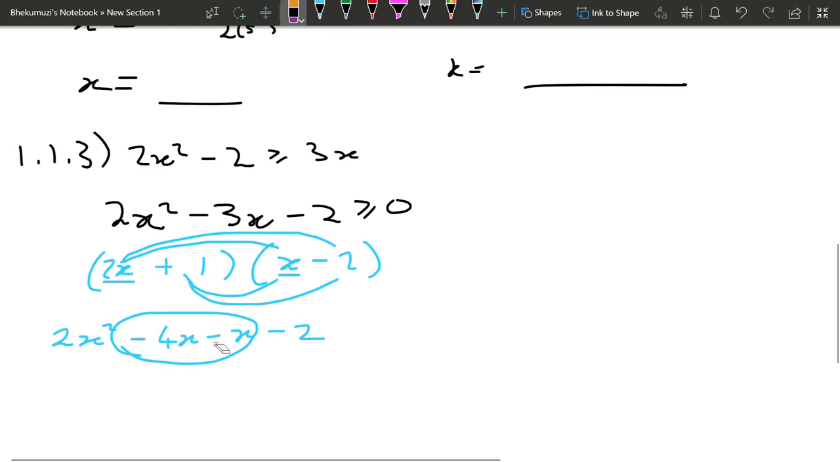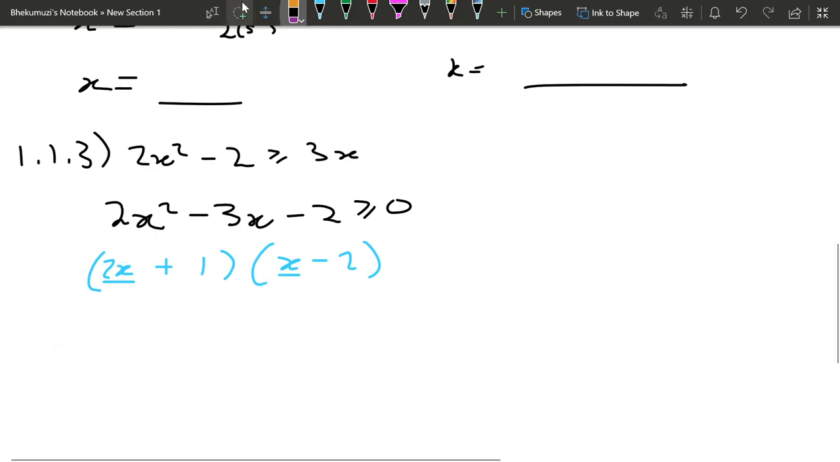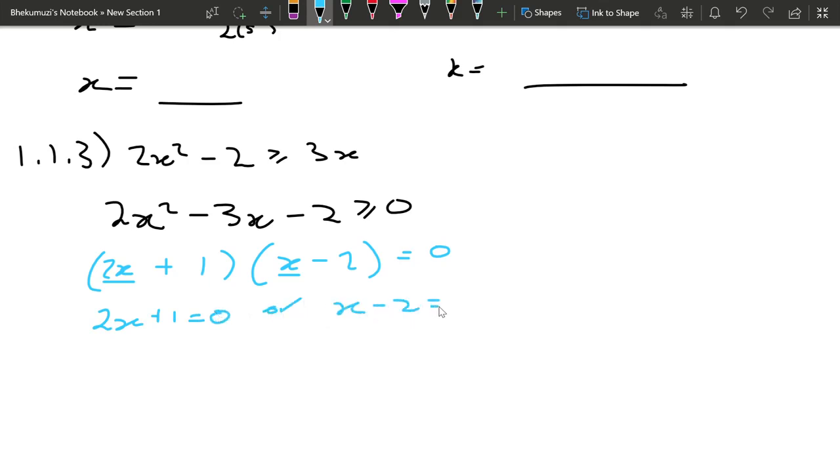So definitely that should be our factors. But remember, in this case, we're not trying to actually show the factors. What we're trying to do is solve and find the critical values. So if you had to solve this, you would have equated it to 0, right? And when you equated it to 0, you would have said 2x plus 1 equals 0, or x minus 2 equals 0, right? And basically then your x is supposed to be either minus a half or 2, right?